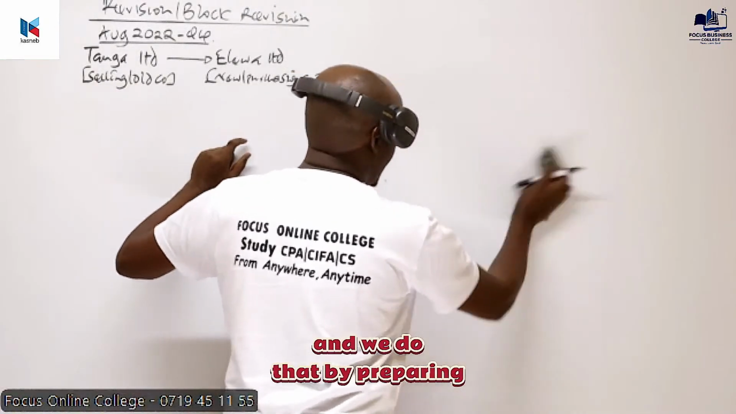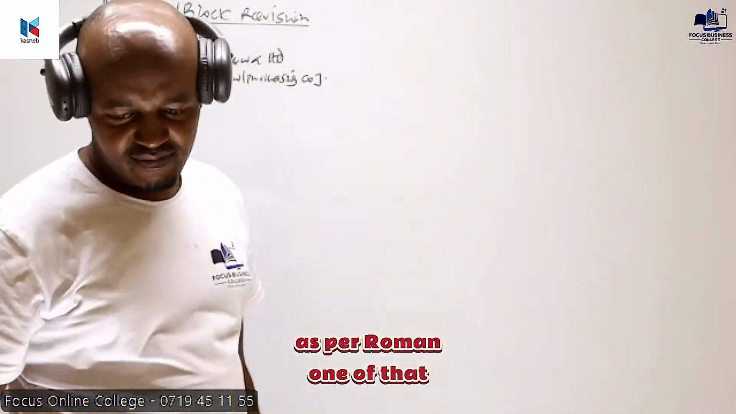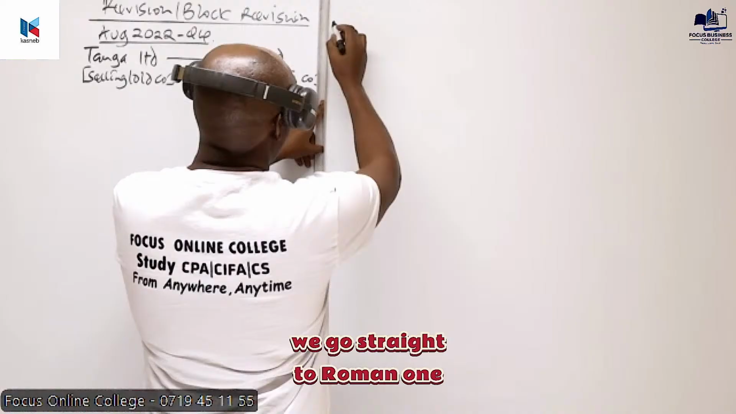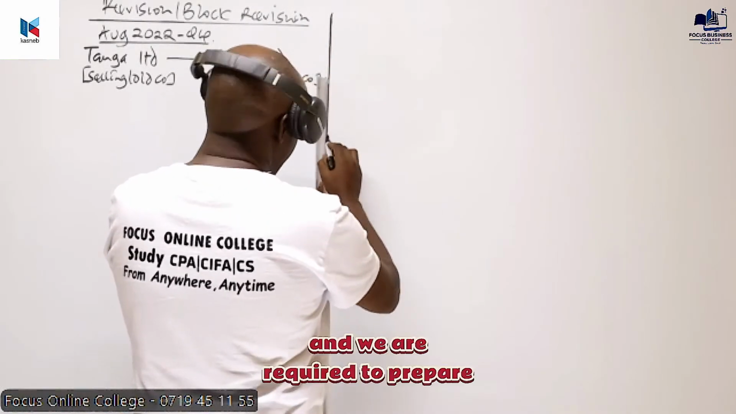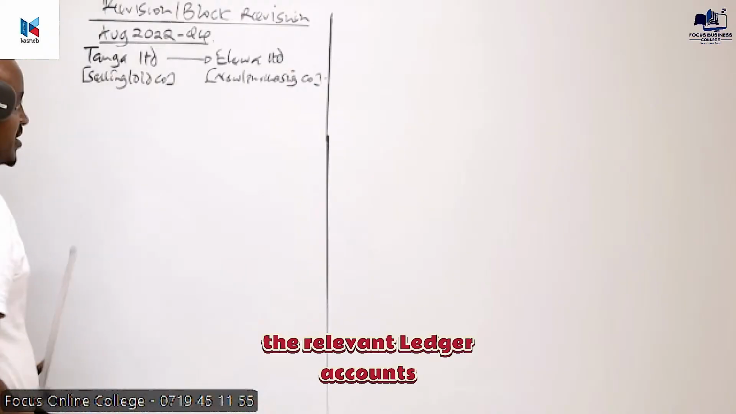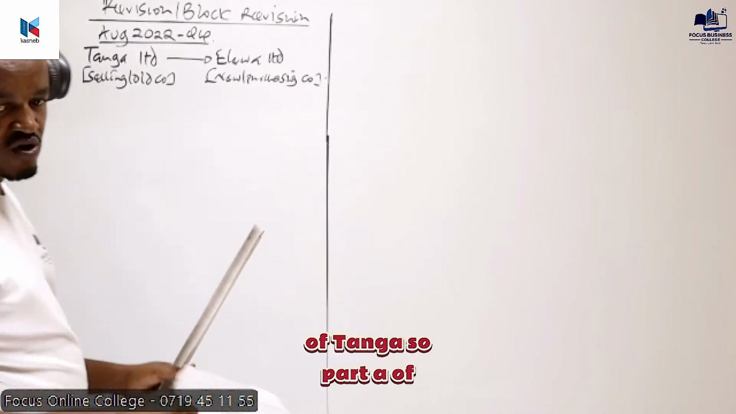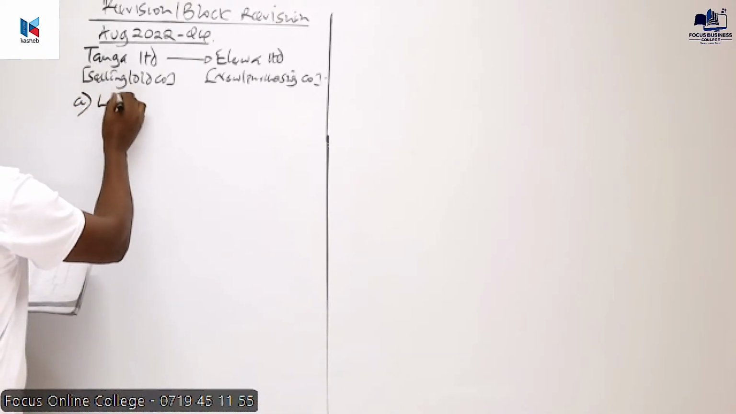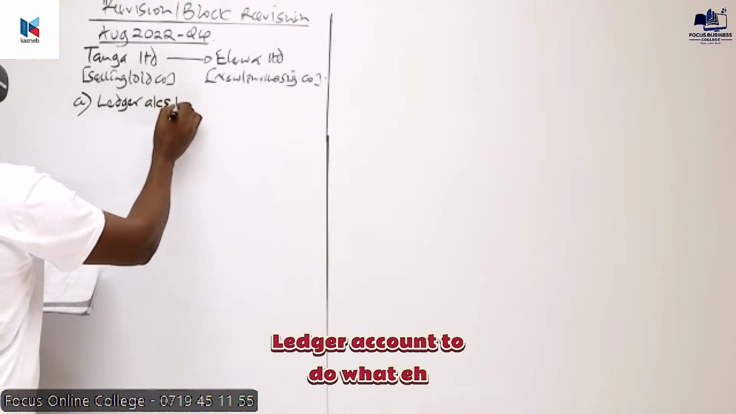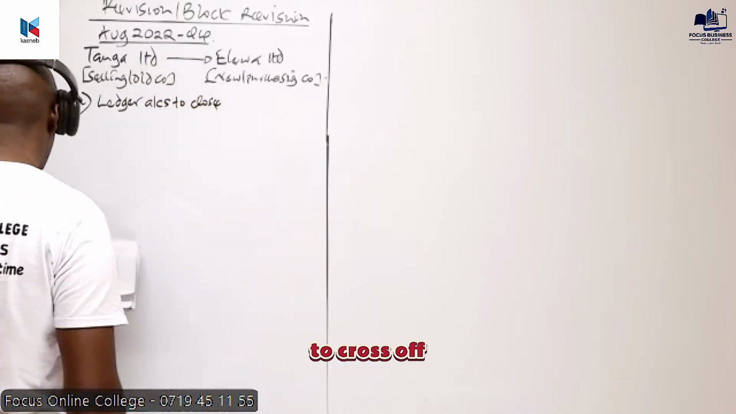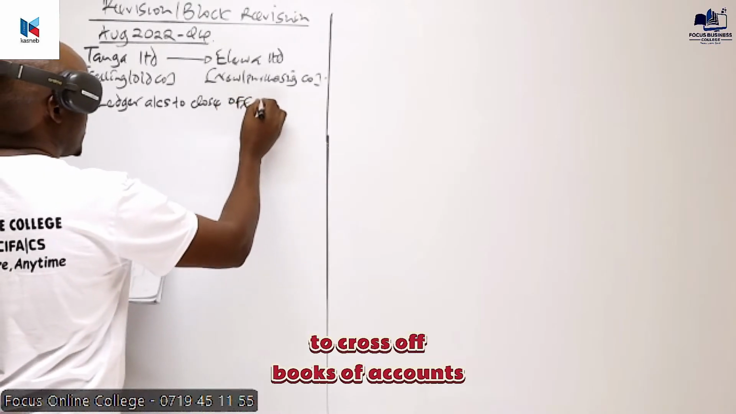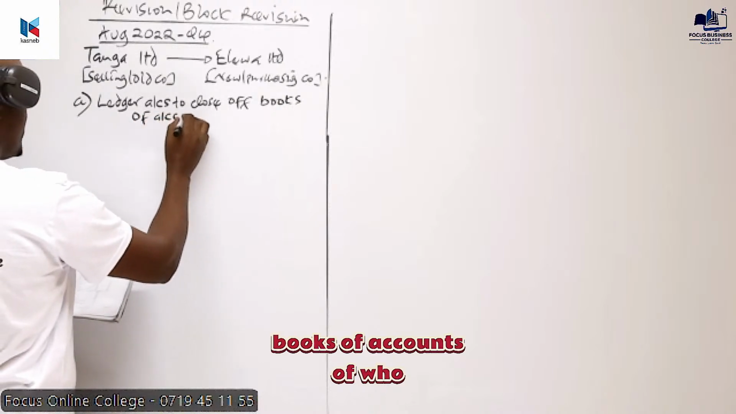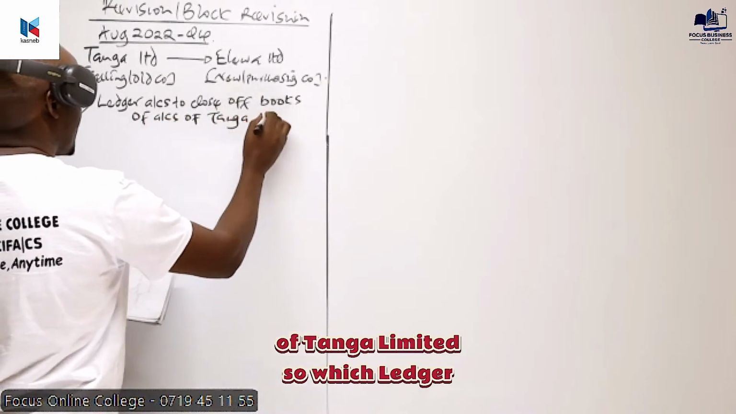So the first thing we need to do is to close off the books of account of Tanga. We do that by preparing the ledger accounts we are required to prepare as per Roman 1 of that question. So we go straight to Roman 1 of the question, and we are required to prepare the relevant ledger accounts to close off the books of account of Tanga Limited. That is part A of the question.